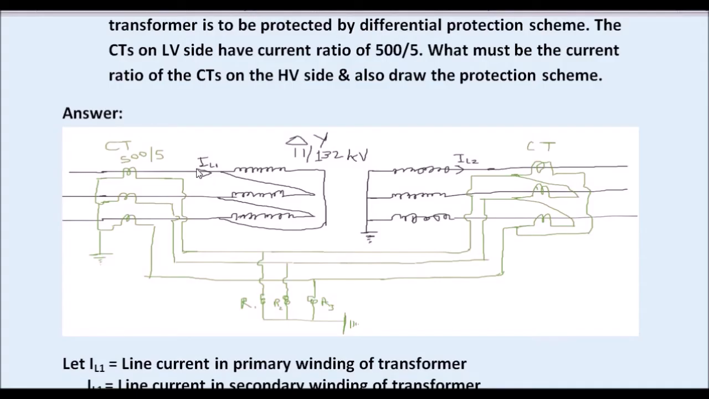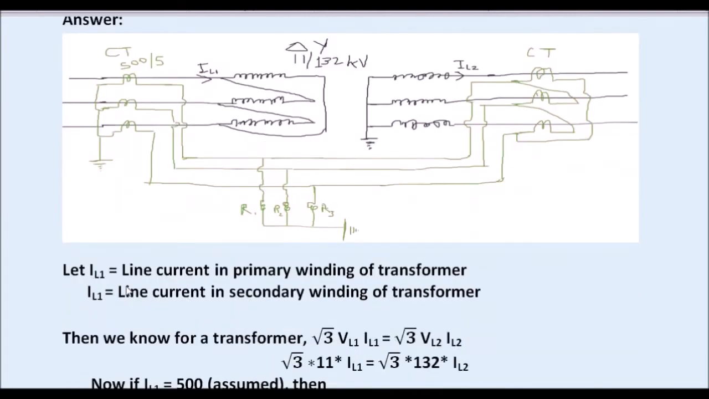let us assume that IL1 is the line current flowing in the primary of the power transformer, and IL2 is the line current flowing in the secondary of power transformer. IL1 is the line current in primary winding of transformer, and IL2 is the line current in secondary winding of transformer.